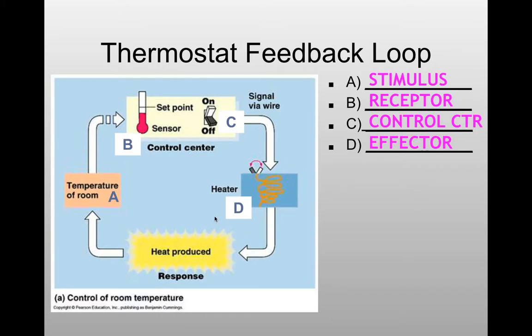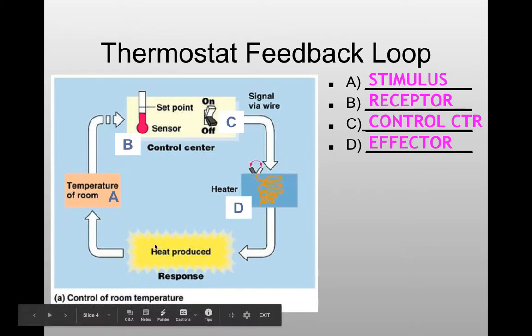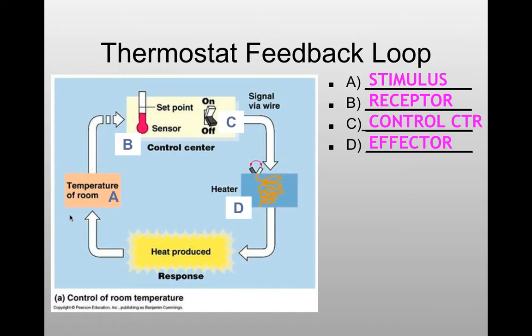And then the last part here is the effector. The effector is going to say, heat, kick on. What results? Heat is produced. And so now the temperature of the room, which was too cold, now gets warmer. Does it get super warm? No. It goes back to that set point, right? It goes back to whatever you set your thermostat at to say this is my room temperature.